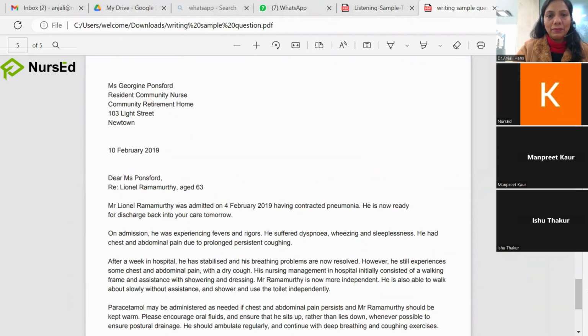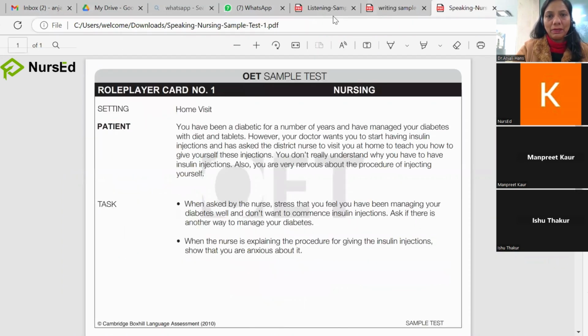Now we are left with speaking. Sample test I will share with you. So I have told you many things about the speaking test. But here I want to show you how the test appears once you enroll yourself for the OET exam. So here you can see this is the OET sample test.